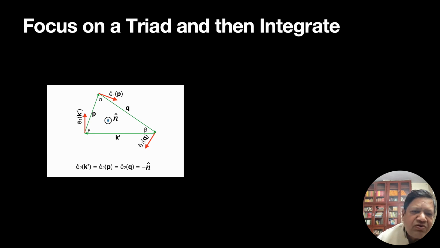So we'll focus on a triad. We have discussed this triad before, and we'll compute some quantities for a triad in a plane, and then we'll integrate over all planes. If I shift the plane, then my n cap will change, but if it's isotropic, then we expect things should be the same, I just need to integrate and average. That's what we will do.